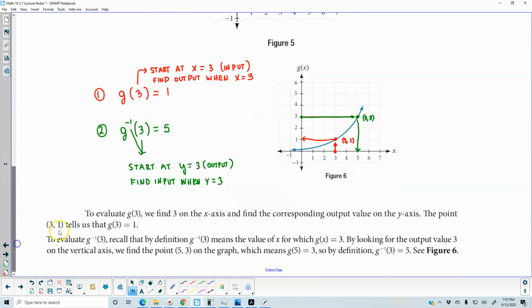Again, to evaluate g of 3, we find 3 on the x-axis and find the corresponding output value on the y-axis. The point (3, 1) tells us that g of 3 is equal to 1.